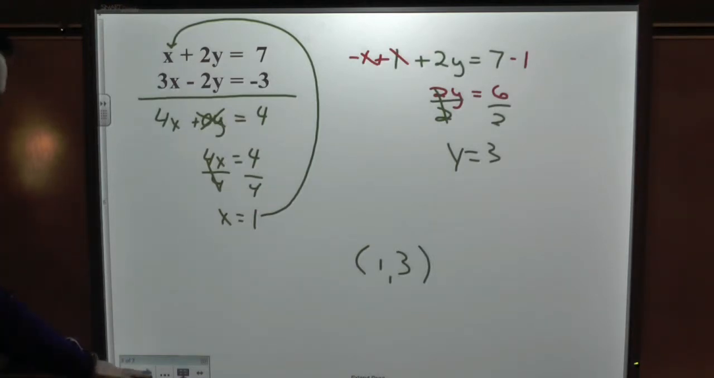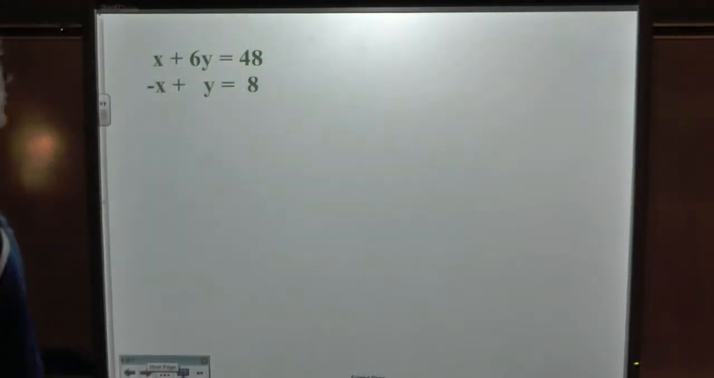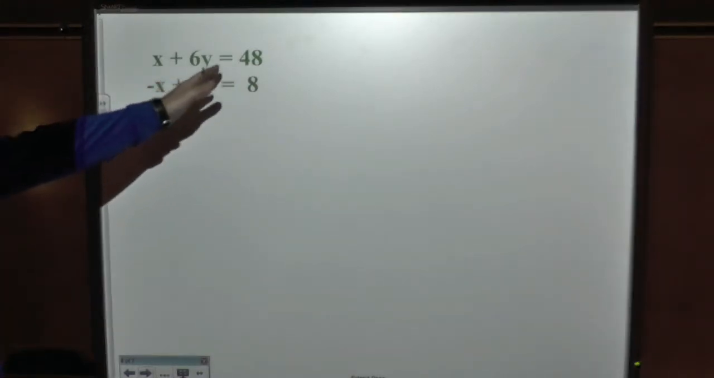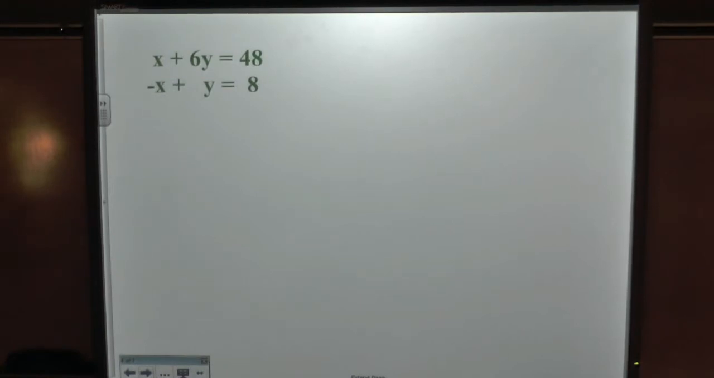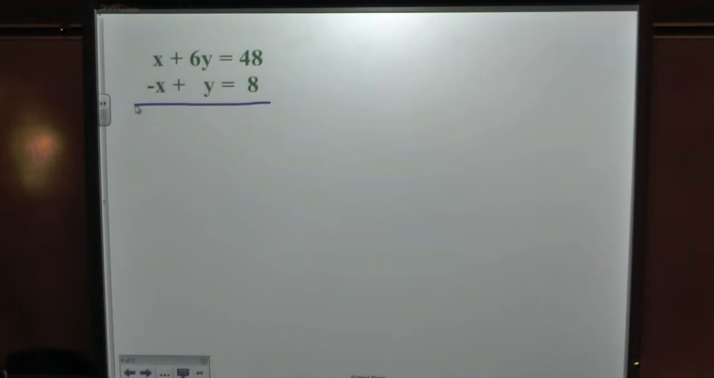Alright, we're going to move on. Next one. x plus 6y is equal to 48, and negative x plus y is equal to 8. First step in solving a system of equations using elimination: are the equations in standard form? Do they look like ax plus by is equal to c? As you can tell, they do. Knowing that, we're going to draw a line underneath. The reason for that line is to show that we are going to combine these by adding straight down.